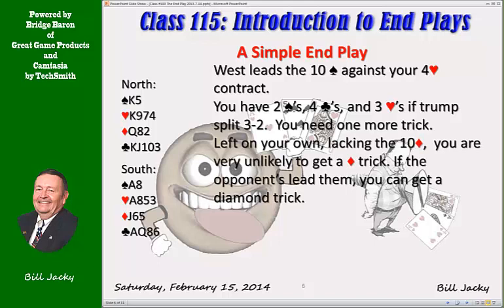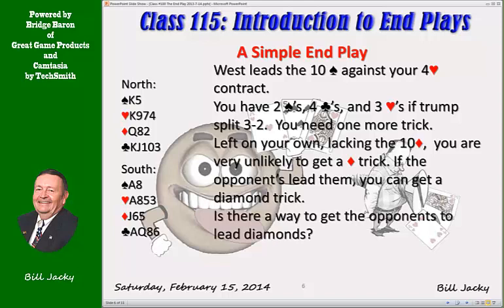Left to your own, missing the 10 of diamonds, you're very unlikely to end up with a diamond trick. If the opponents lead diamonds, however, you're guaranteed, actually, of getting a diamond trick. Is there a way to get the opponents to lead diamonds? If there is, that's the end play. And the answer, of course, is yes. An end play will result in making your contract of 4 hearts. Let's analyze.